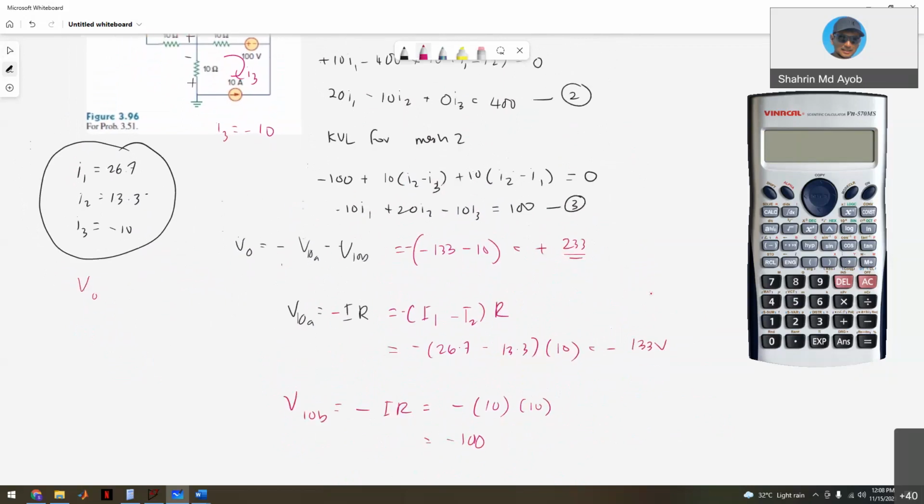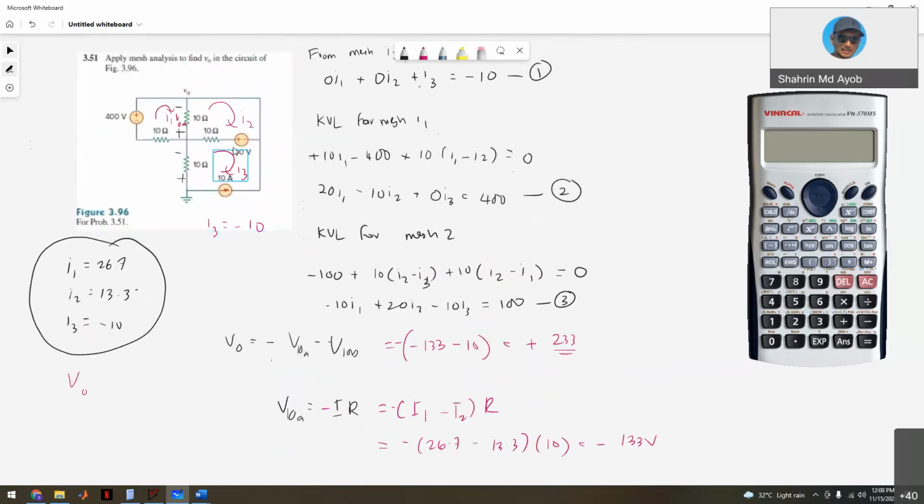Doctor. Okay, sorry, this one is positive. Sorry, this one positive, this one negative. Okay, because the current is entering the positive terminal here. This one, the current is entering the negative terminal. Okay.